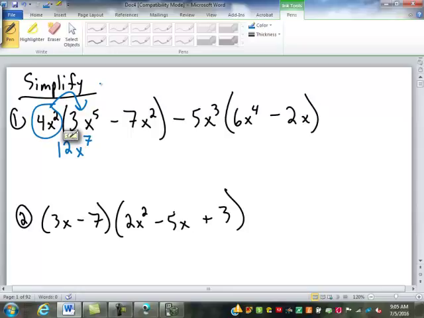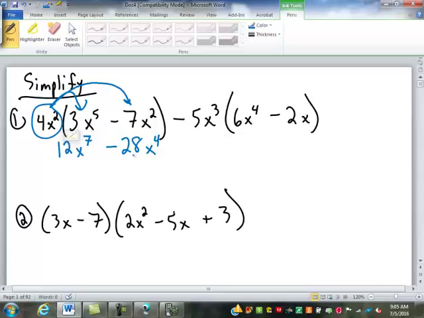Remember, 4 times 3 is 12. You multiply the counts, or the numbers, and then you also multiply the names. X squared times x to the fifth. Remember, when we multiply variables with powers, we add the powers. And then 4x squared times negative 7x squared is negative 28x to the fourth.